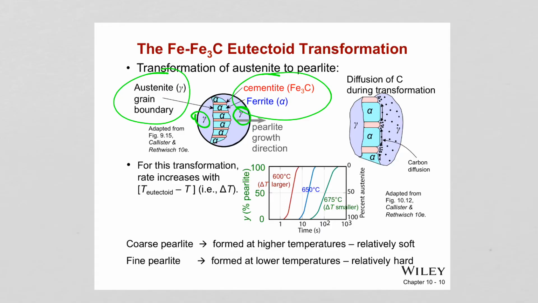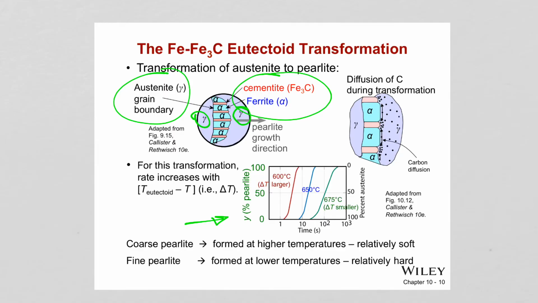Of course the cementite has a higher carbon content, so this growth happens when the carbon atoms diffuse from alpha to cementite, and the pearlite structure continues to grow within the gamma. Of course, the rate of this transformation increases with the amount of supercooling. If we look at this transformation curve, we are seeing with time how much of the austenite went to form the pearlite structure.